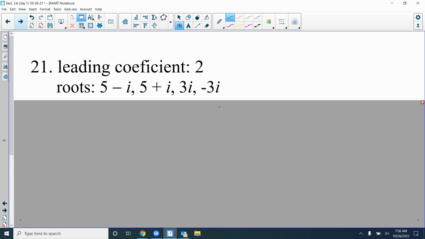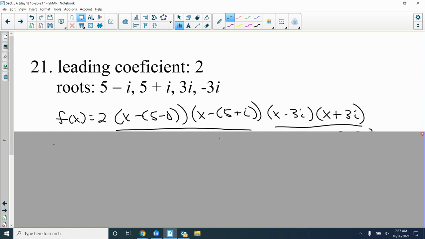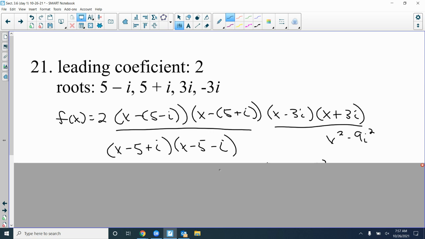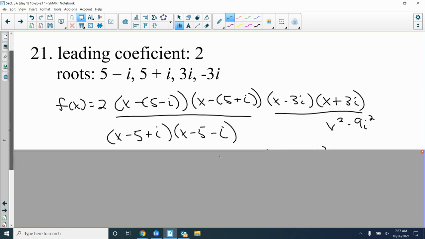I think they just said 5 minus i and 3i, but that indicates that the conjugate is also a root. Leading coefficient is 2. So this is a little bit of what it's going to look like. You've got to work with these two together, and those two together. And so you get x minus 5 plus i, x minus 5 minus i there.